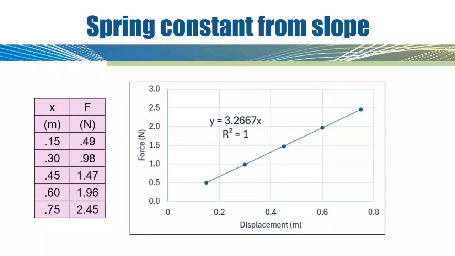We can then graph the data, force on the y-axis and displacement on the x-axis, and find the slope of the best fit line. The slope of the best fit line is the spring constant. So the spring constant of our spring was 3.27 newtons per meter.